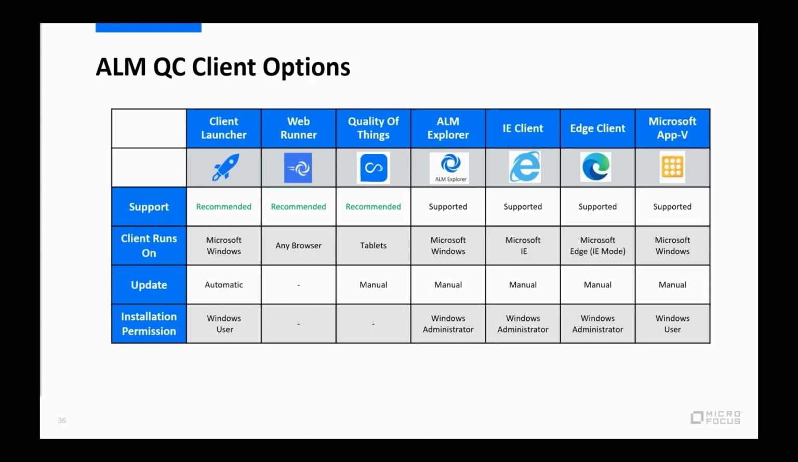Now let's take a look at the different client options that we have to access ALM. So first being the client launcher, which is the recommended way to access ALM. It will not require administrative permissions on Windows, but yes, the user will need to have permissions to run exe on the machine. It will automatically download the client files from the server and also update if there are any updates on the server side.